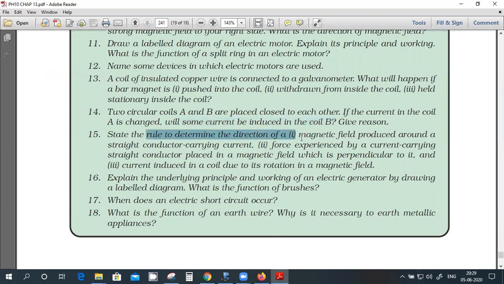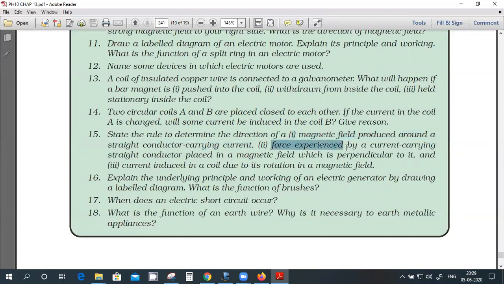Okay. So it will determine the magnetic field produced around the straight current conductor. What is the first part? This would be the right hand thumb rule.